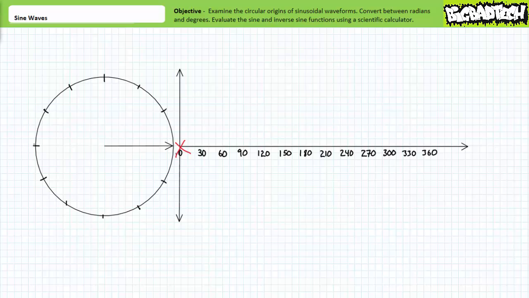At our start point of 0 degrees or 0 radians, the point is 0 units above the x-axis and the value of the sine function is 0. That makes sense. At 90 degrees or pi over 2 radians, the point is 1 unit above the x-axis and the value of the sine function is 1. Again, makes sense. This is the largest distance our traveling point can ever be above the x-axis, given it's confined to the circumference of a circle with a radius of 1 unit.